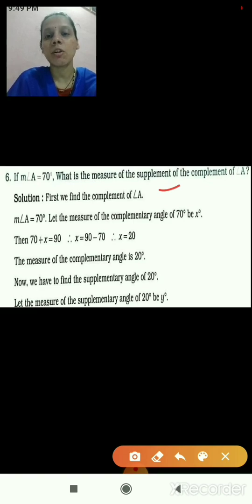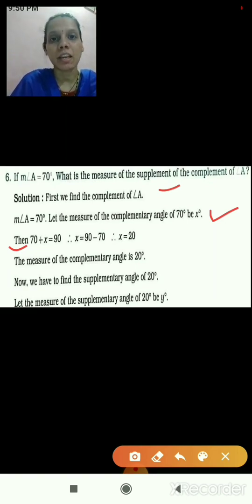Let the measure of the complementary angle of 70 degree be x, that we will consider. Okay, so one angle is given, that is 70 degree. You will find out complementary angle of 70 degree, so that we will consider it as x. Then 70 plus x is equal to 90 degree. Why? Because they are complementary. We will find out the complementary angle. So 70 plus x is equal to 90 degree, as the sum of the complementary angle is equal to 90.